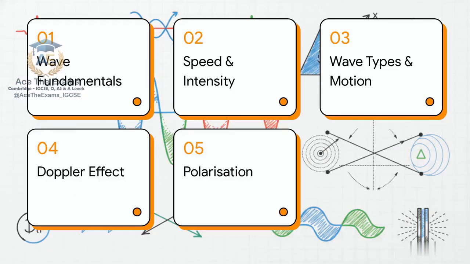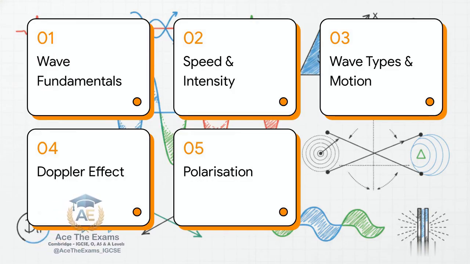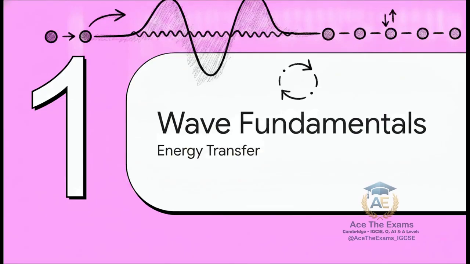Here is our roadmap for today. We've got 5 key stages. First, mastering wave fundamentals. Second, equations, speed and intensity. Third, wave types and motion. Fourth, decoding the Doppler effect. And finally, number 5, polarization and Malus's law. Starting right off with Section 1, Mastering Wave Fundamentals.